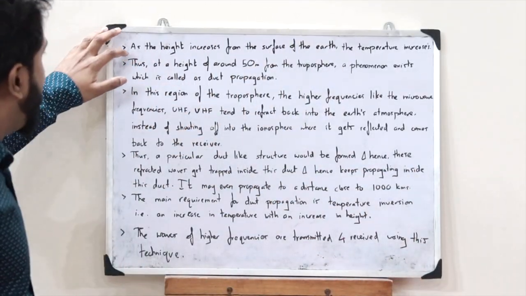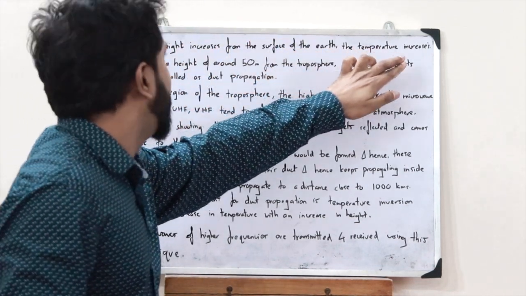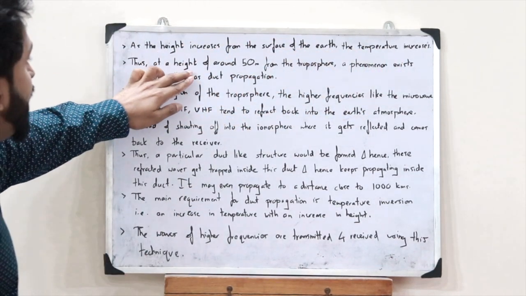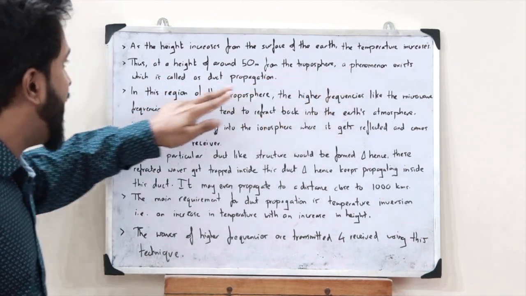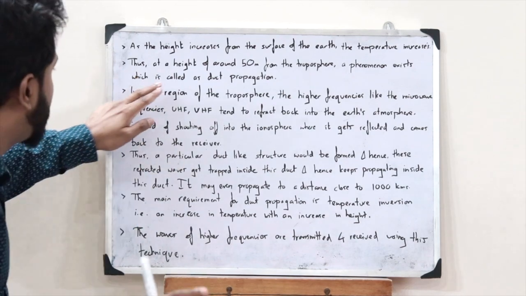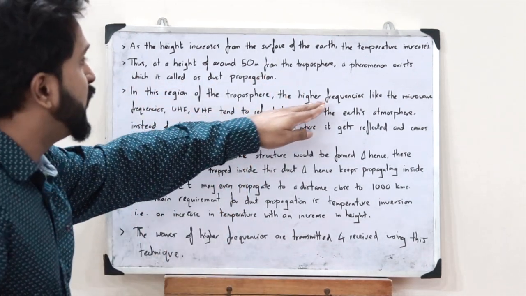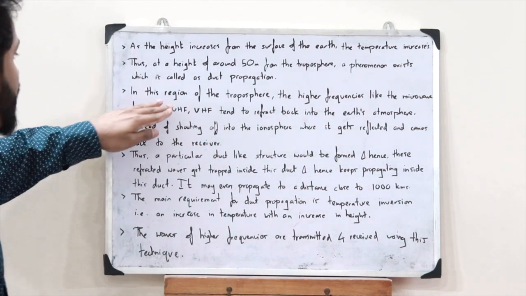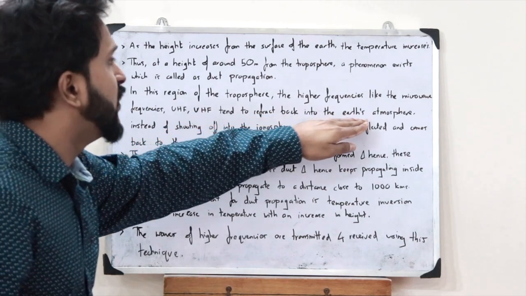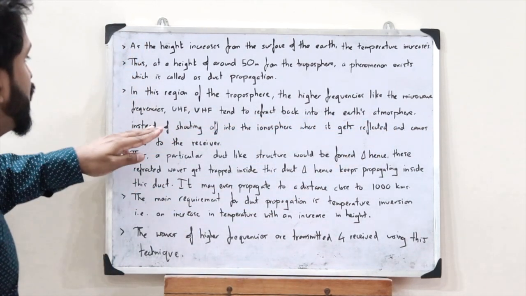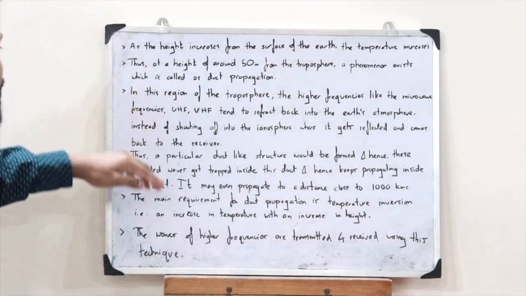So here, as the height increases from the surface of the Earth, the temperature increases, and therefore at a height of around 50 meters from the troposphere, a phenomenon exists which is called duct propagation. In this region of the troposphere, the higher frequencies like the microwave frequencies, UHF, VHF, tend to refract back into the Earth's atmosphere instead of shooting off into the ionosphere, where they would get reflected and come back to the receiver.